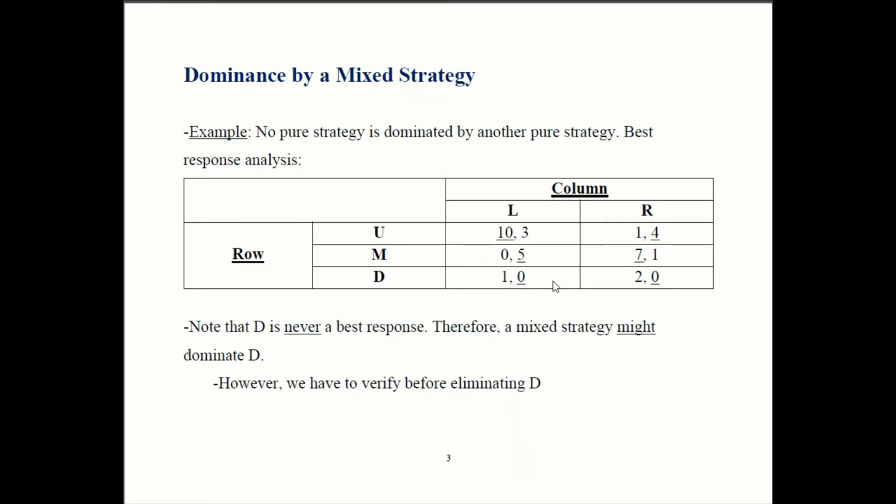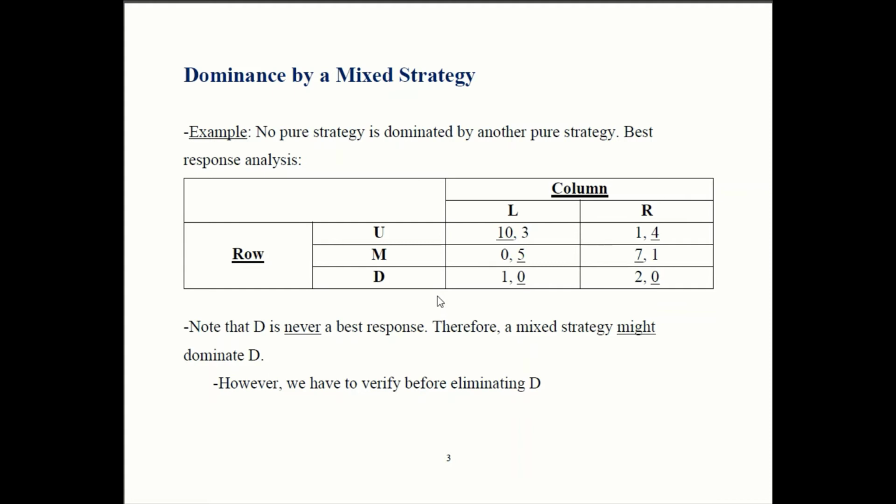When you do the best response analysis, you realize that there's no pure strategy Nash equilibrium. None of these cells here have both payoffs underlined. So there is a Nash equilibrium, but that Nash equilibrium is going to involve mixed strategies, not pure strategies. So we couldn't eliminate anything with the tools we had earlier.